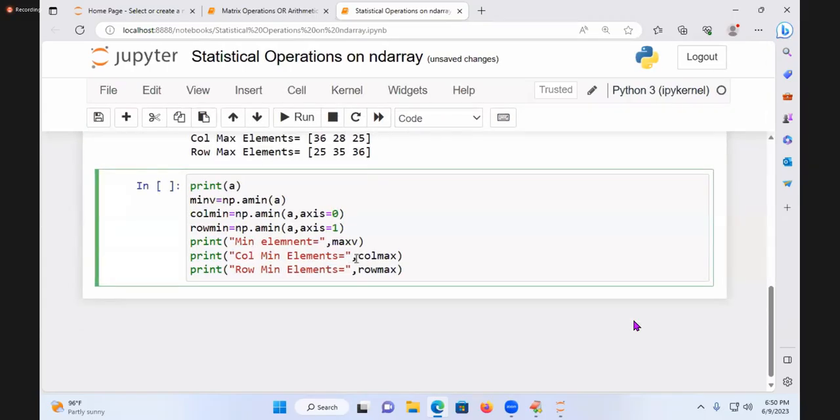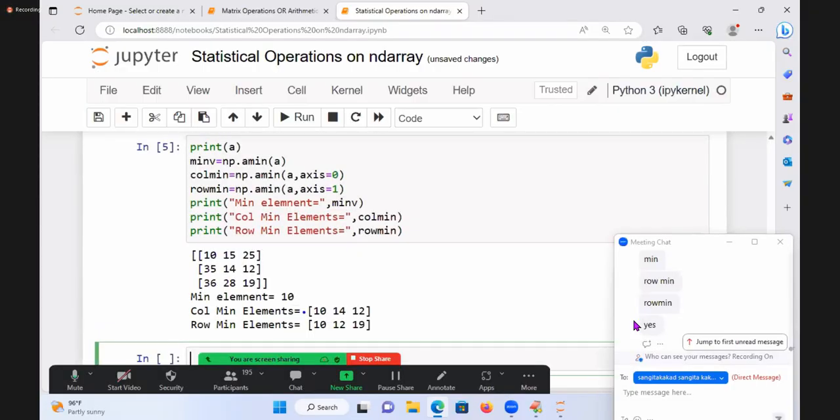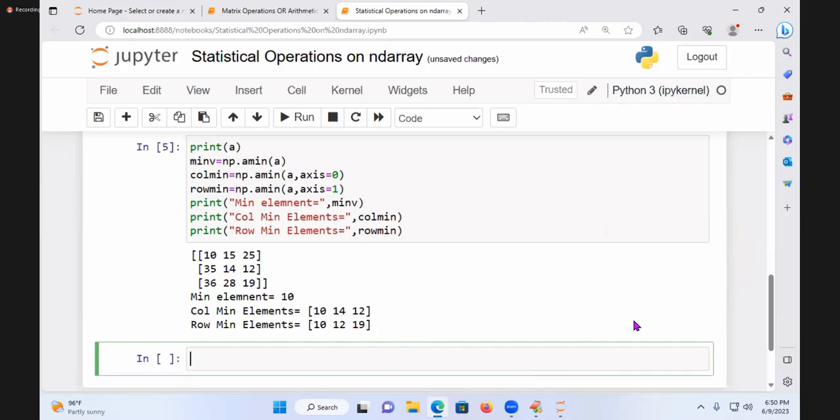I'll just change my variables also, students. Min v. And next is what? Column min. And next is what? Row min. Are you following me? See that. What is the minimum element here? 10. What is the row wise min? 10. Next column wise? 14. Next 12.